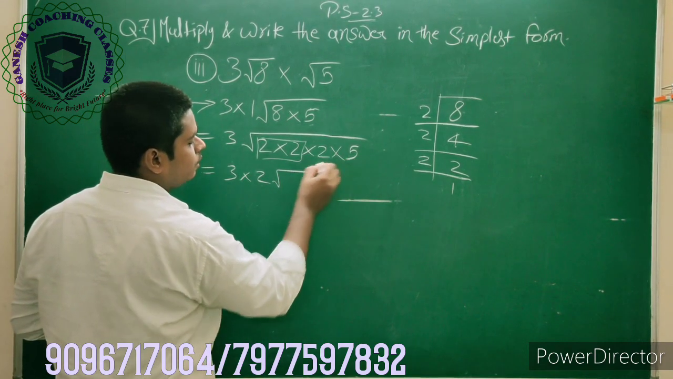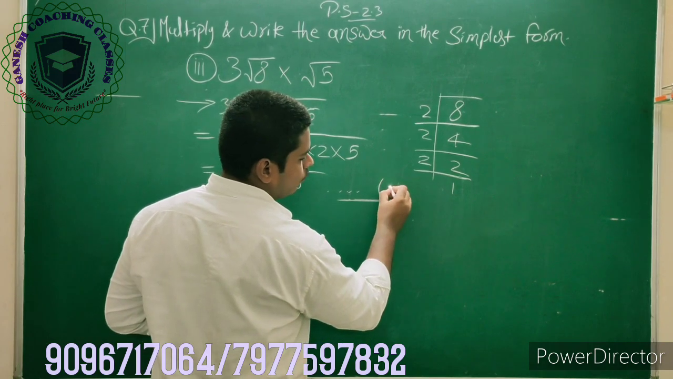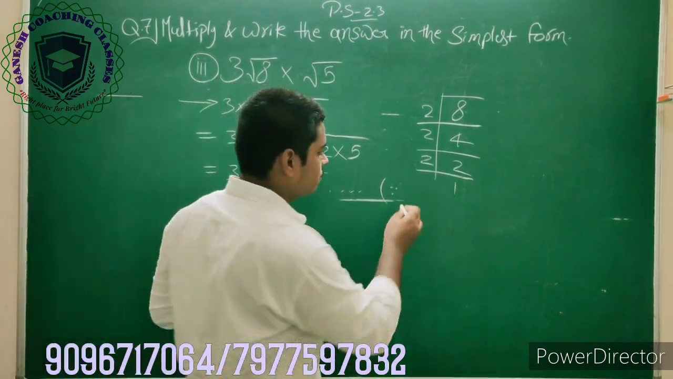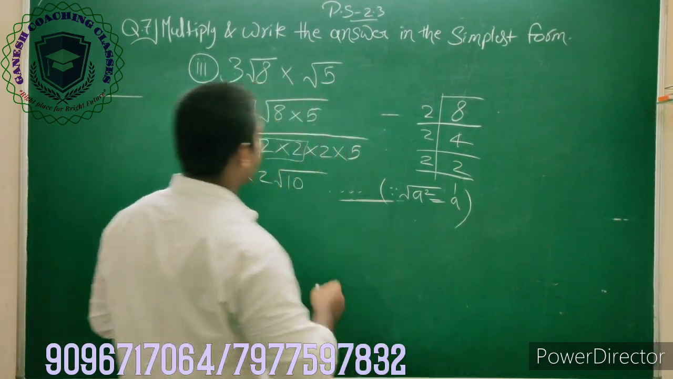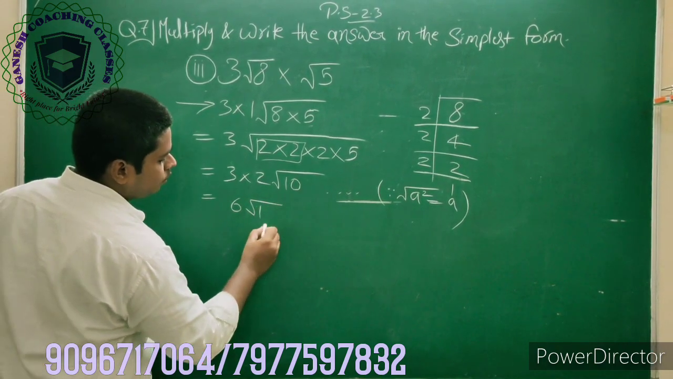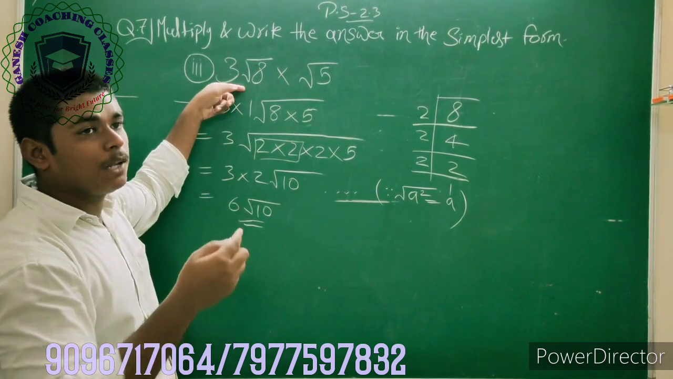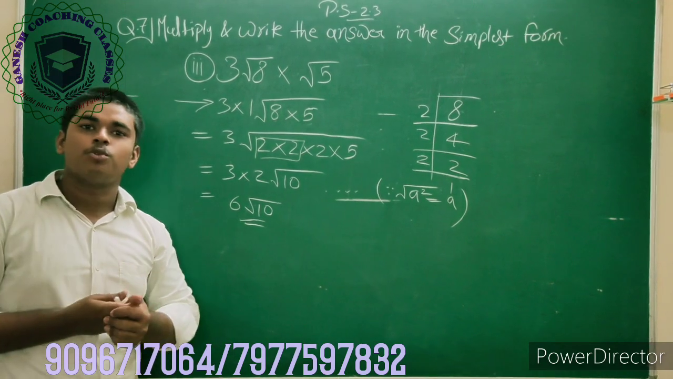So tell me, 2 5s are 10. Here we have to write the reason. What reason do we have to write? Square root of a square is a. Okay, now 3 2s are 6. So here we get 6 root 10 in place of 3 root 8 into root 5. Okay, understood how to do this?